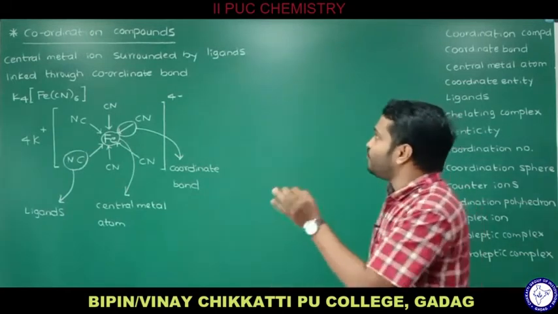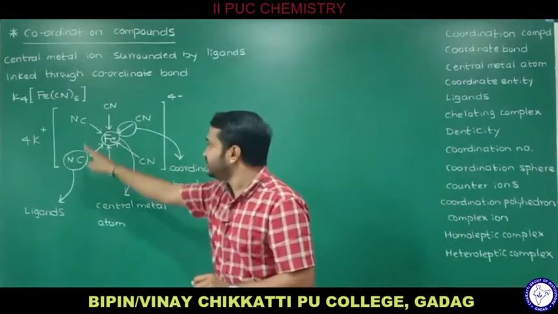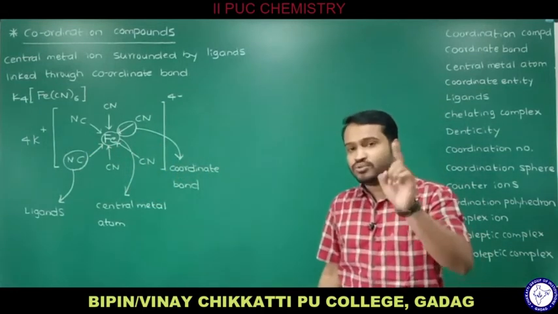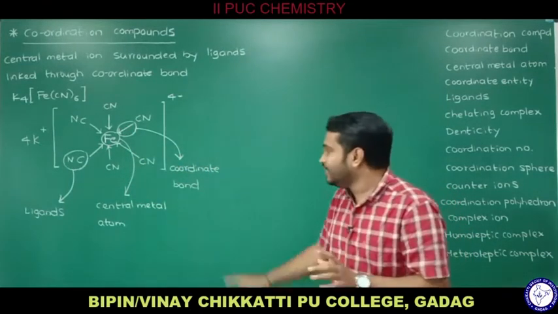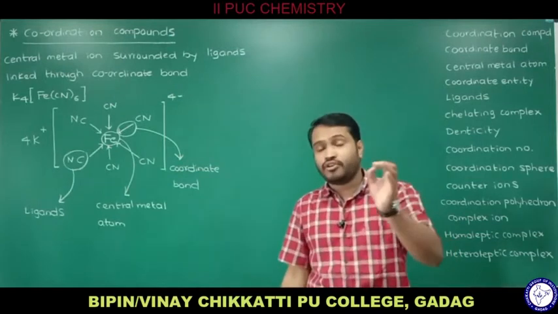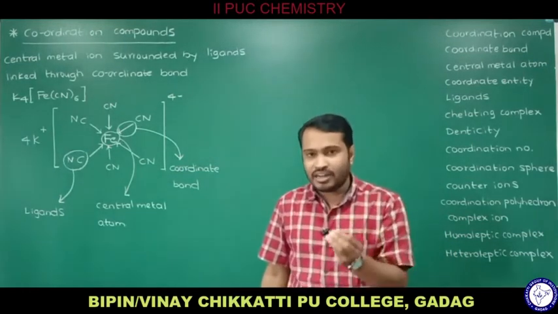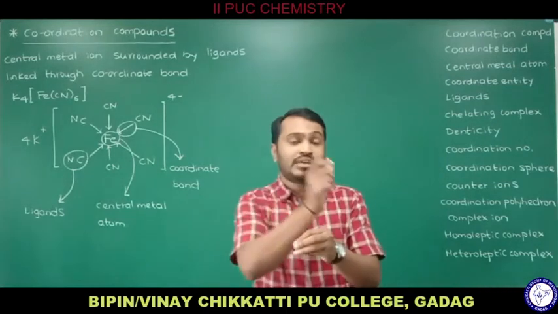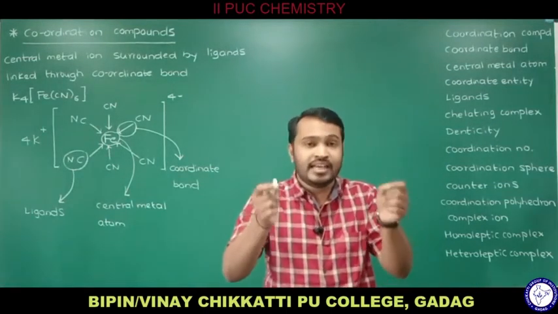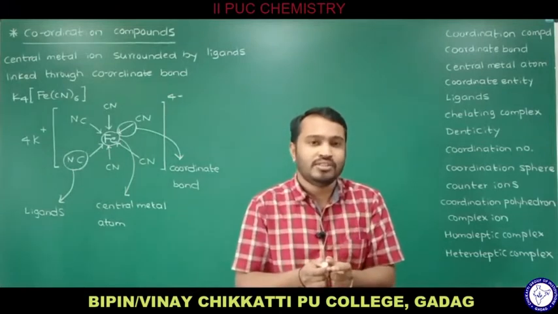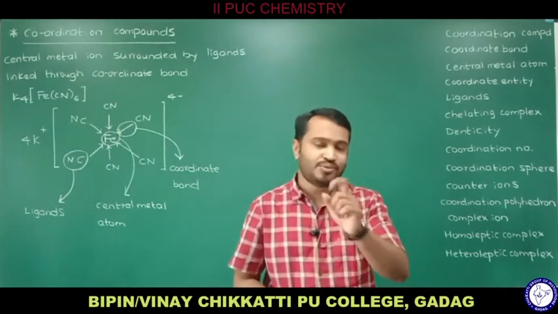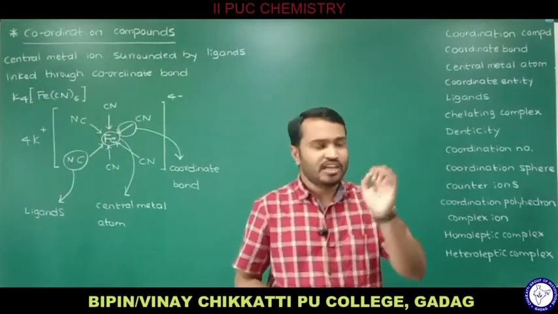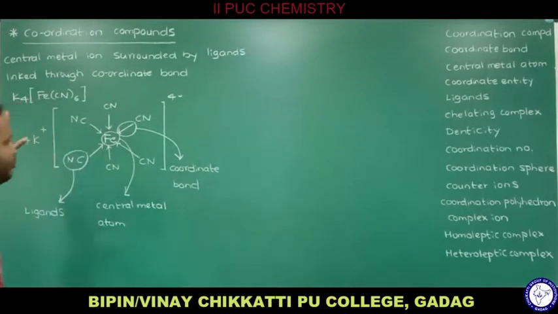Central metal atom surrounded by ligands, so iron is a central metal atom which is surrounded by ligands, linked through a coordinate bond. As we know, the arrow mark represents that. Such compounds where we have a central metal atom or ion which is surrounded by ligands, and these ligands are linked to the central metal atom through a coordinate bond, we call coordination compounds. So K4[Fe(CN)6] is the best example I consider. We have n number of examples for that, so we'll see that later.